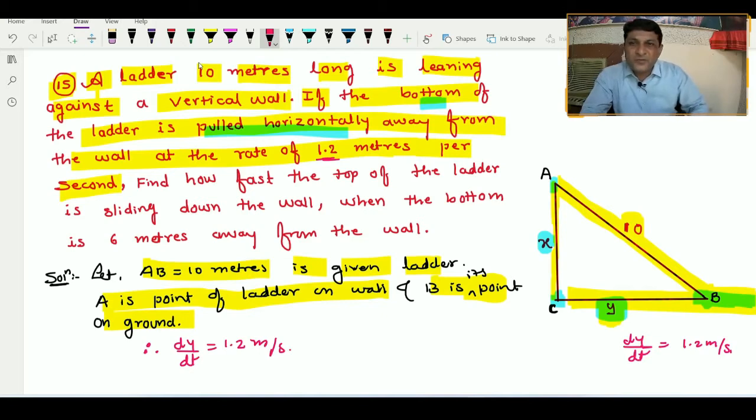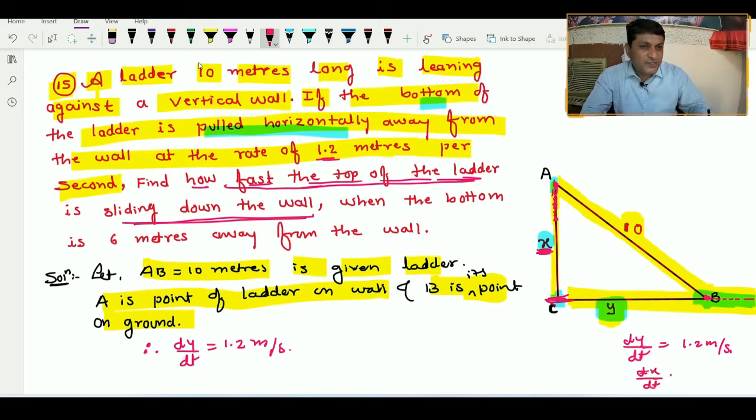Now using this, what we have to find out: find how fast the top of the ladder is sliding down the wall. So if the ladder slips here, then point A will also move on the wall. If the ladder slips down toward the ground, then which quantity will change? The x quantity will change. And the question is to find out the same value: find how fast the ladder is sliding down the wall. This distance we have denoted by x, and we have to find out the change in x with respect to time. So dx by dt we have to find out.